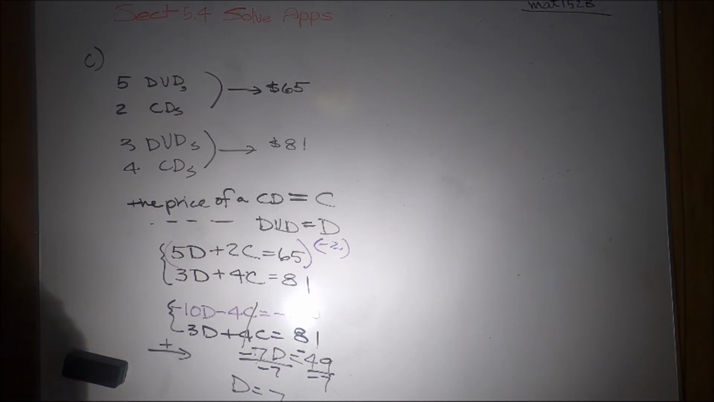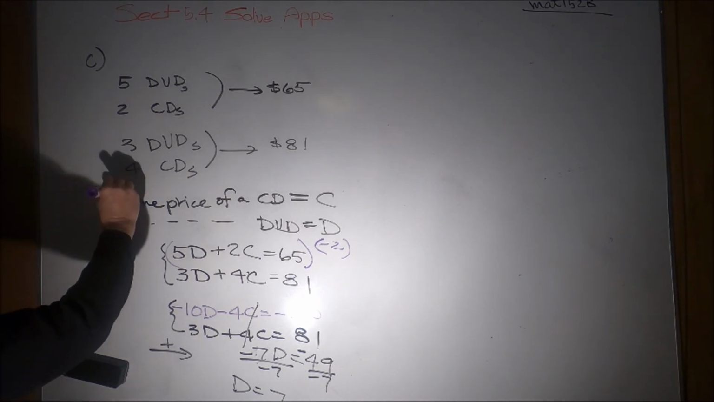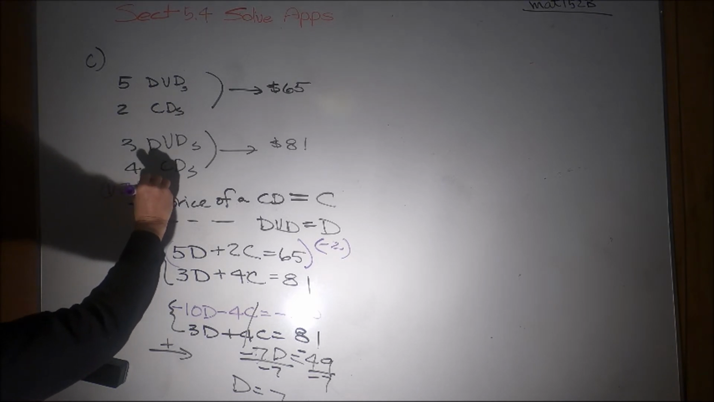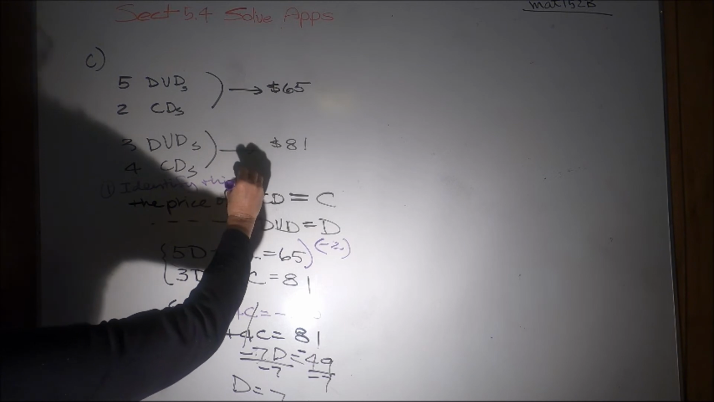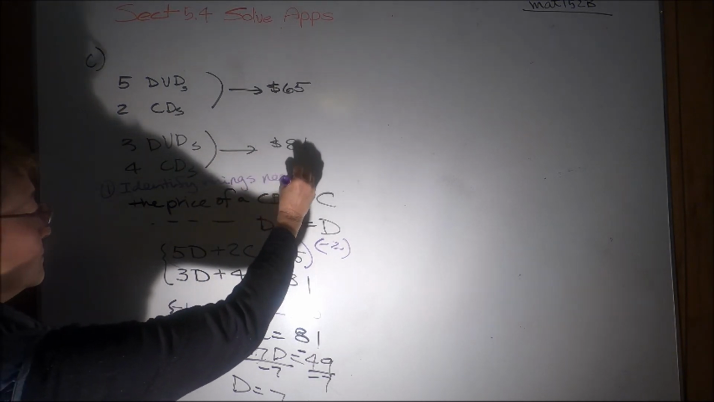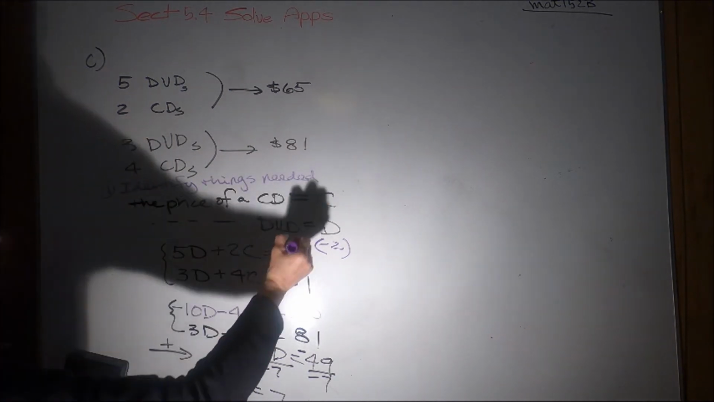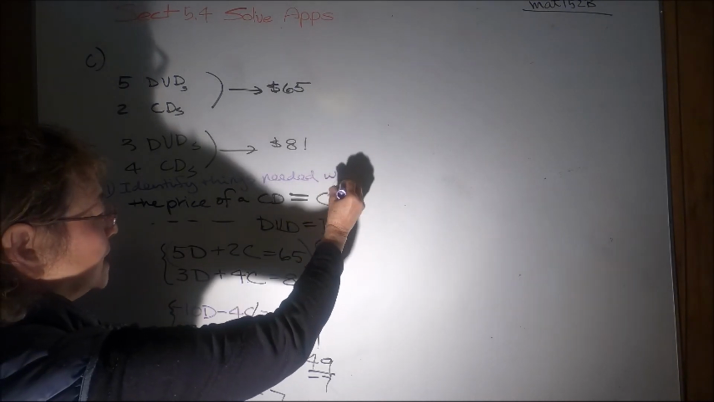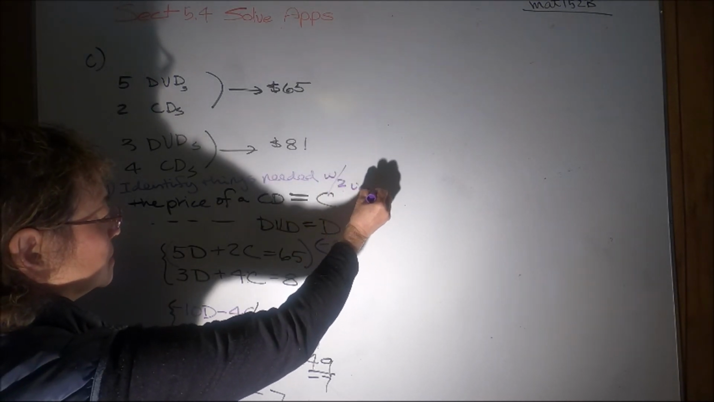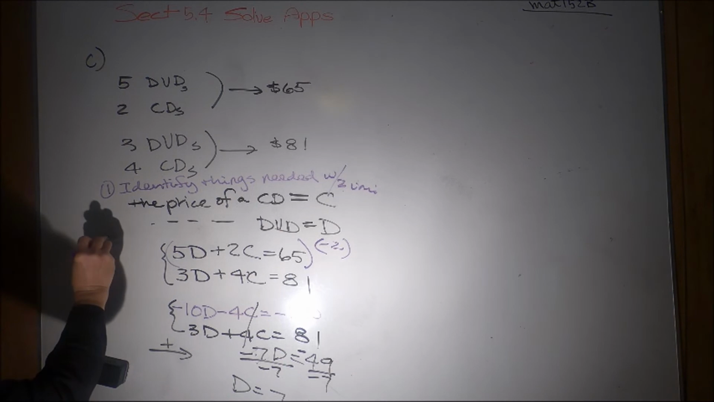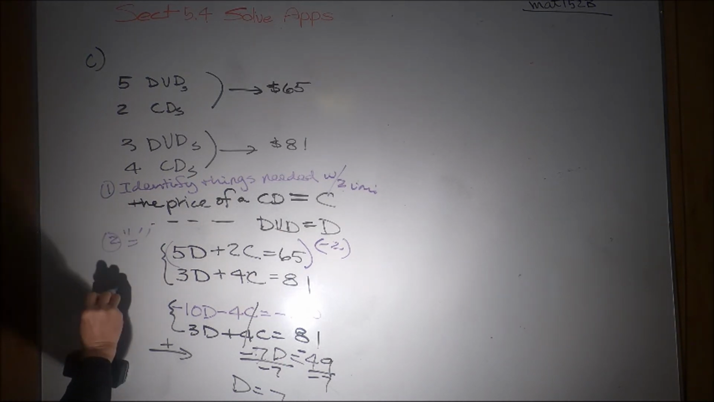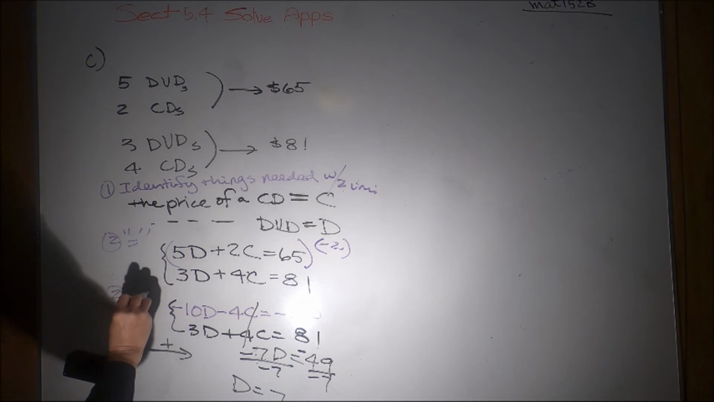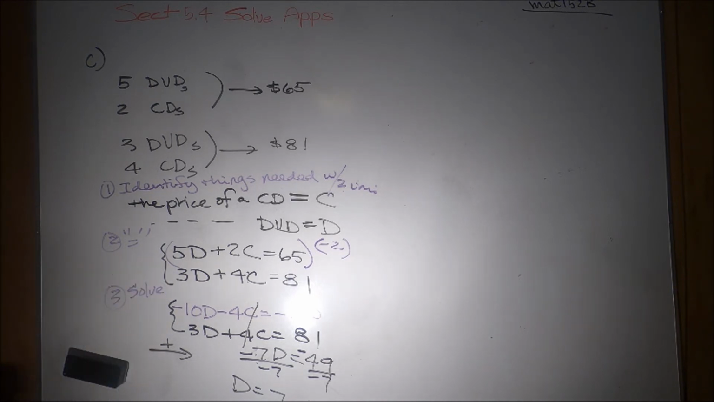So your first step is always what? Identify things needed, with how many variables? For this class, 2 variables, right? Then second one, you will write your equation, right? Then third step, you will what? Solve it. That's the thinking process.